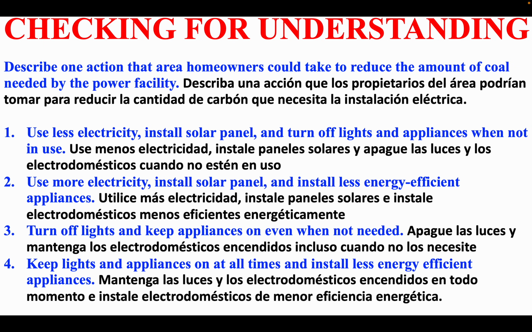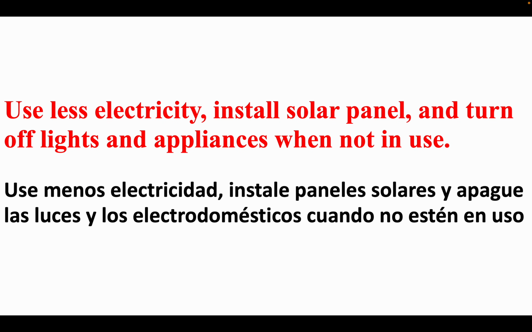2. Use more electricity, install solar panel, and install less energy efficient appliances. 3. Turn off lights and keep appliances on when not needed. 4. Keep lights and appliances on at all times and install less efficient appliances. And the correct answer is, it says, describe one action that area homeowners can take to reduce the amount of coal needed by the power facility. And the correct answer is, you use less electricity, install solar panel, and turn off lights and appliances when not in use.